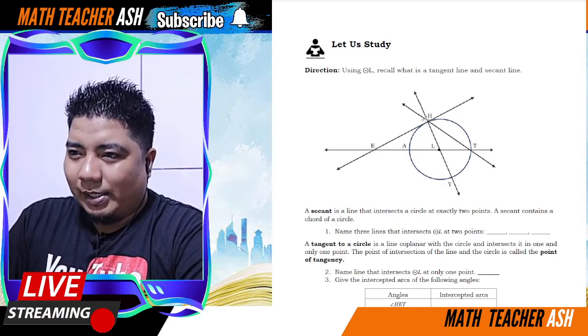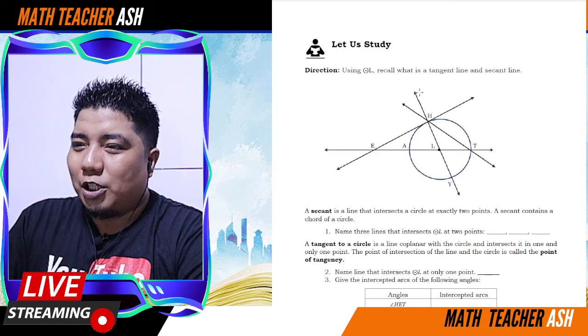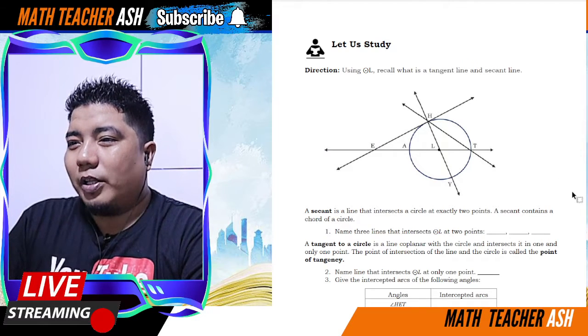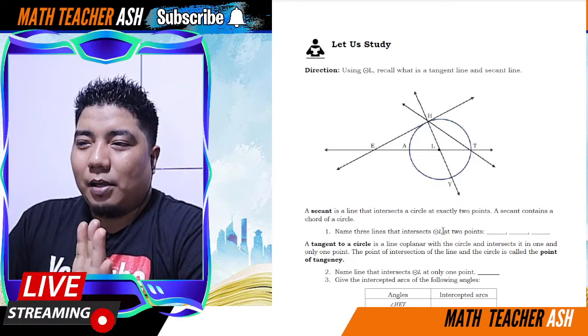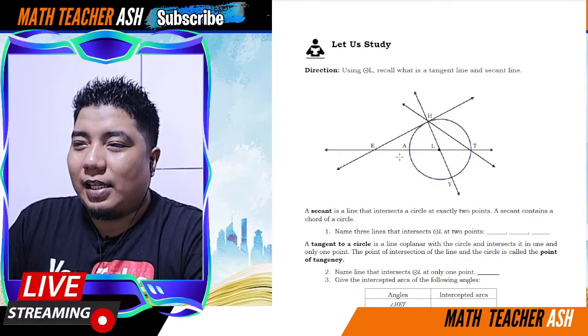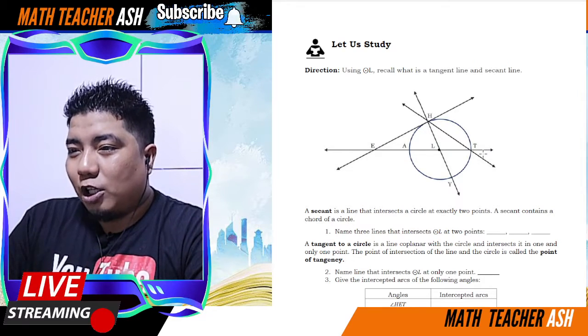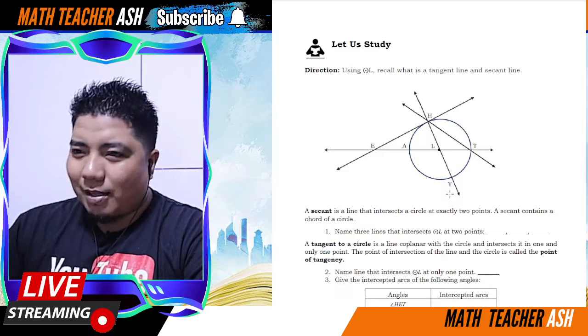Hindi, kasi isang beses lang. How about this one? Ayan, yung HY natin, tumama din. Okay? How about this one? Pwede din, HT. So, tatlo ang lines dito na nag-intersect kay circle L. At yun nga, si line AT, line HT, and line HY. Alright? So, napakadali lang, my dear math learners.